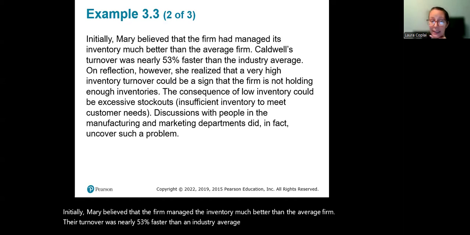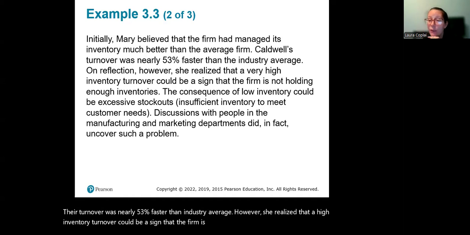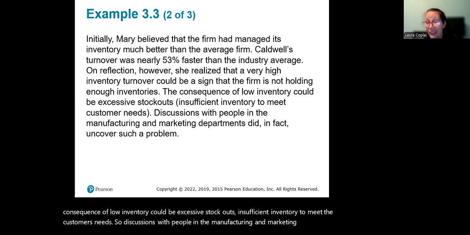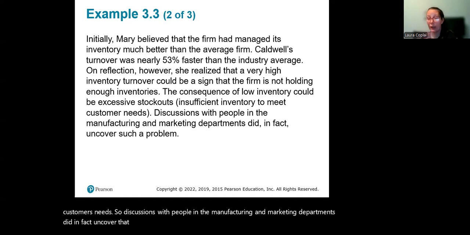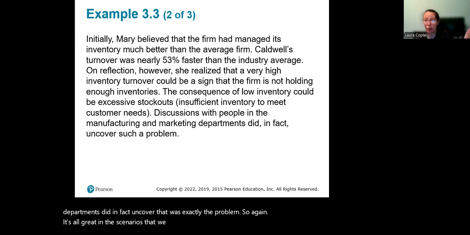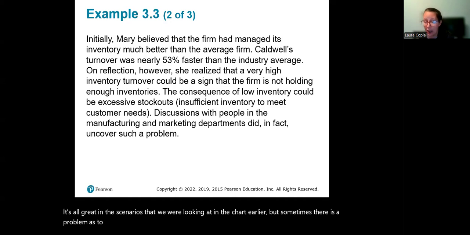However, she realized that a high inventory turnover could be a sign that the firm is not holding enough inventory as well. So the consequence of low inventory could be excessive stockouts, insufficient inventory to meet the customers' needs. Discussions with people in the manufacturing and marketing departments did in fact uncover that that was exactly the problem. So again, it's all great in the scenarios we were looking at in the chart earlier, but sometimes there is a problem as to why it is such a higher turnover.